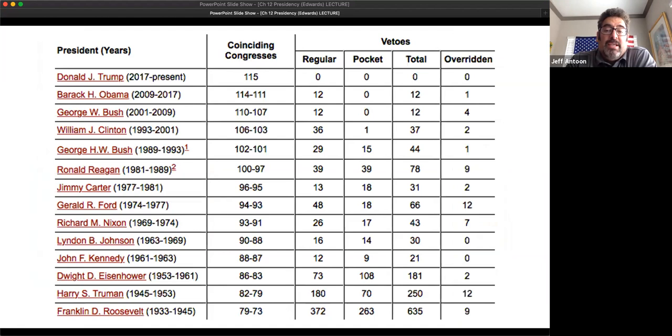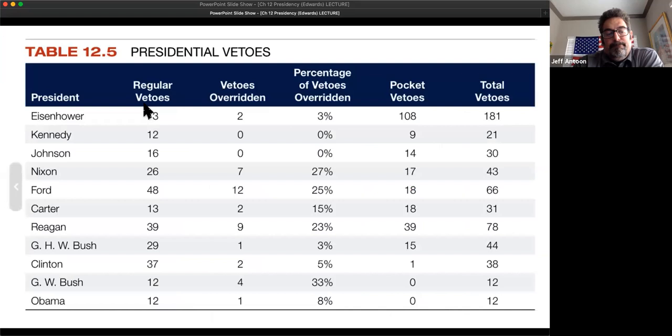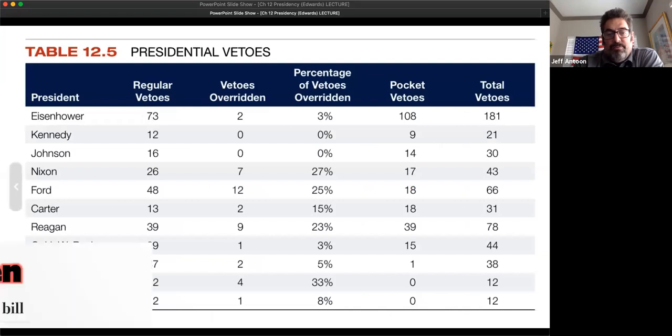Again, here we now have Trump on this list. As of the 115th Congress, his first 2 years, he had no vetoes at all because he had both houses together with him. So I'm just showing you updated stats with him. And that's the one I just showed you.